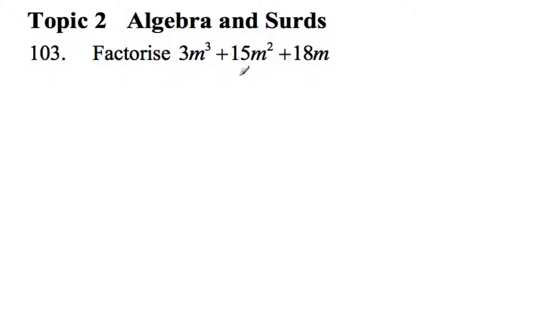Okay, on this one, first thing we look for is any numbers or letters that are common to all three terms, and I think 3 and m can come out as common. What have we got to multiply 3m by to get 3m cubed? I think we need an m squared. We've got to multiply 3m by 5m to get 15m squared, and we'd have to multiply 3m by 6 to get 18m.